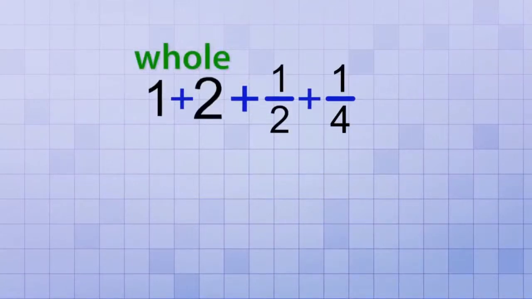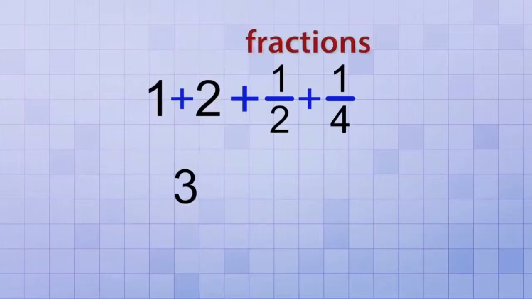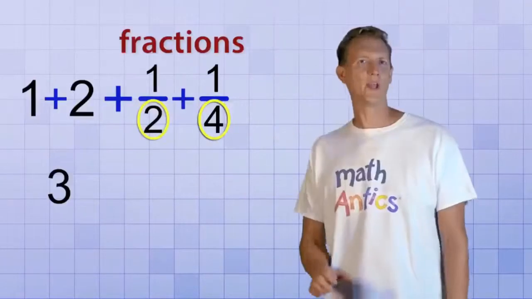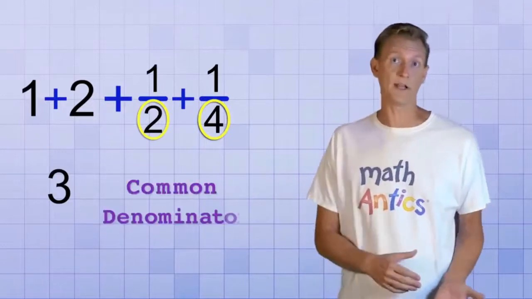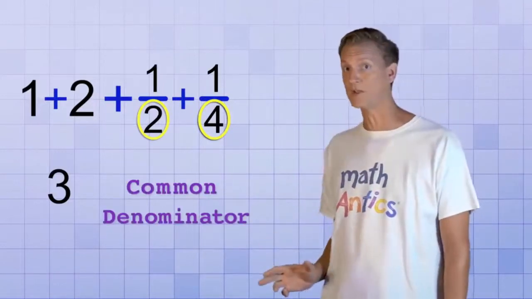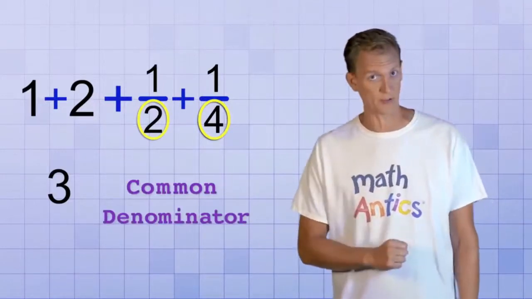If we rearrange the problem as usual, we see that the whole numbers are still easy to add. 1 plus 2 equals 3. But the fractions have different denominators. We can't add them until we change them so that the bottom numbers are the same. We cover how to change fractions so that they have the same bottom number, or a common denominator, in other videos that you may want to watch if the steps I'm about to do seem new to you.